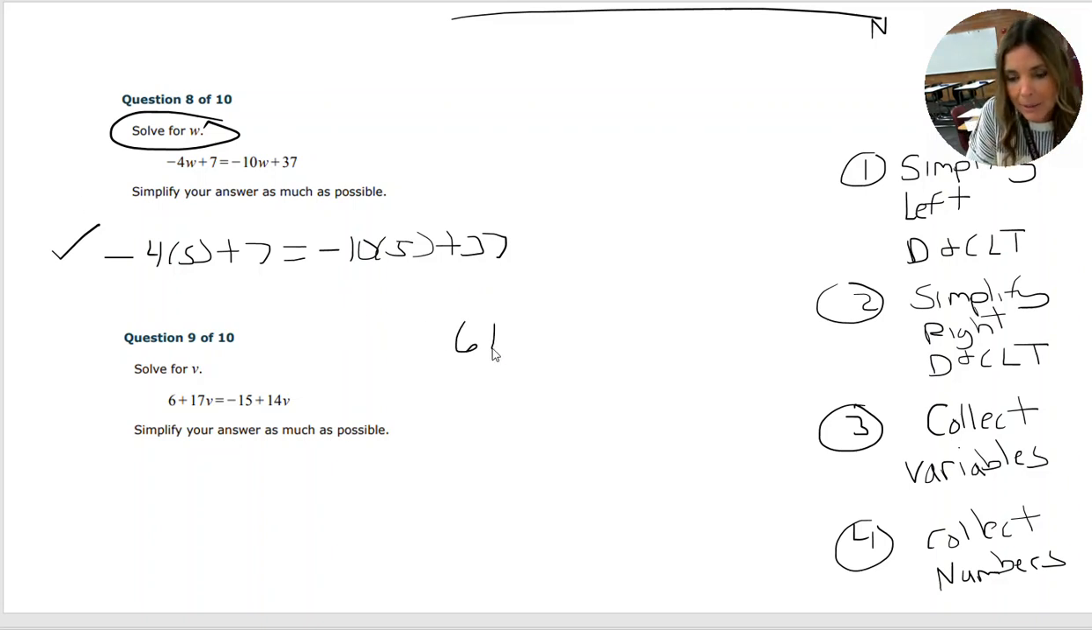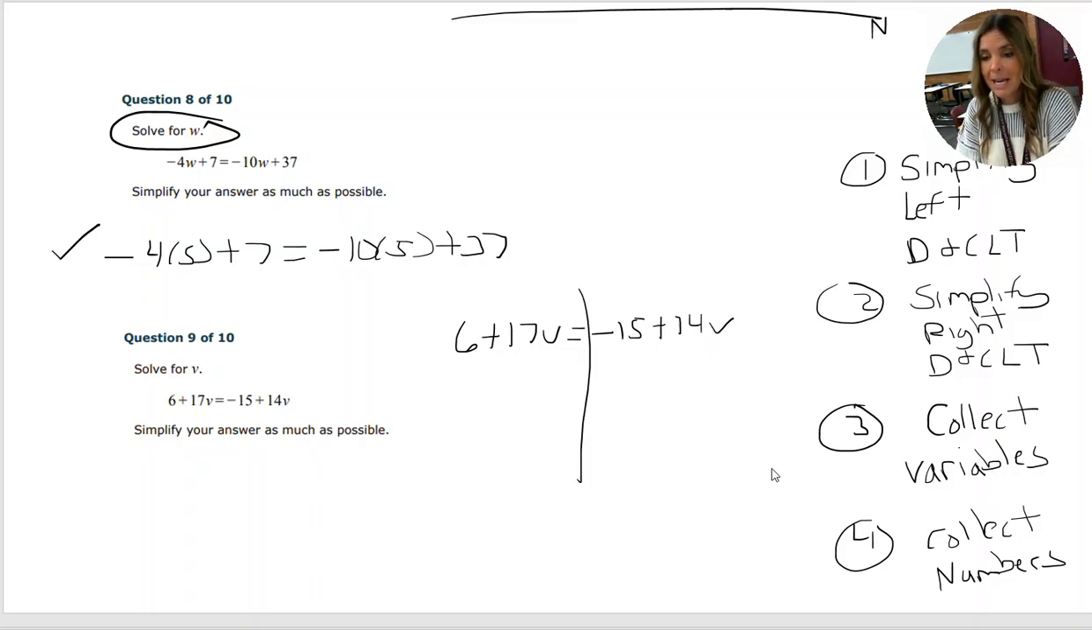So 6 plus 17v equals negative 15 plus 14v. Here's my equal sign, here's my right side, here's my left side. Remember, the very first step is to see if there's anything on the left that can simplify. When I look at the left side, there's nothing that can simplify. Next step, simplify the right. There's nothing that can simplify.